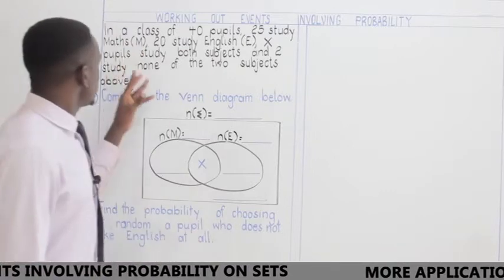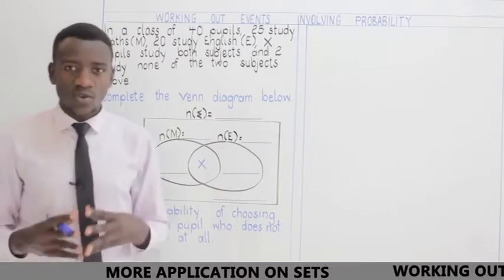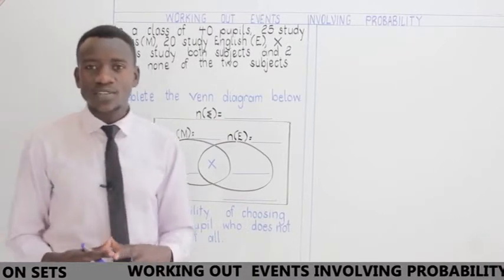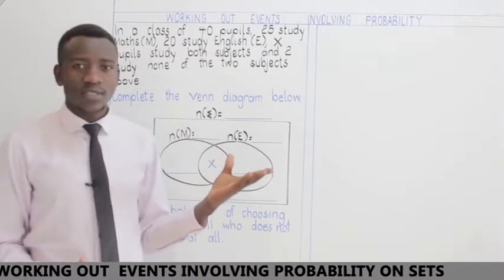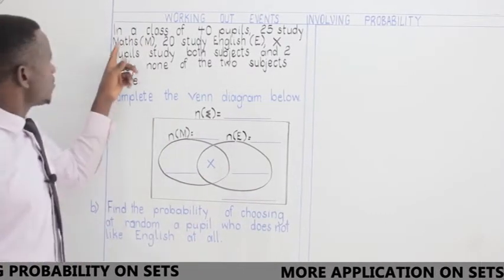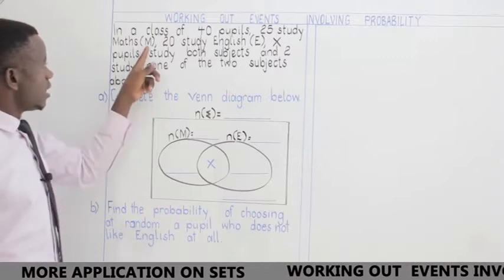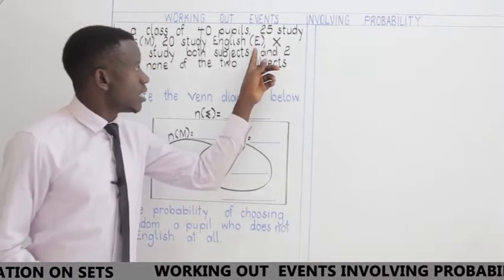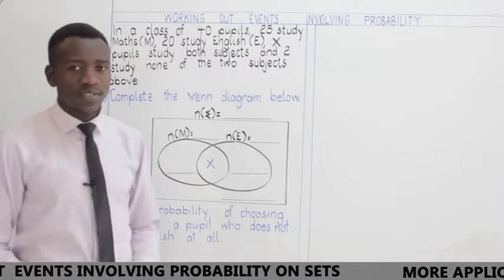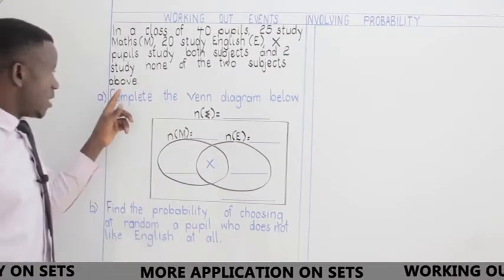We have our question. We are going to fill this information on our Venn diagram as part A says: complete the Venn diagram below. So you can remember the previous lessons about Venn diagrams. Let's fill parts of our Venn diagram using the given information. So we have, in a class of 40 pupils, 25 study mathematics, M, 20 study English, abbreviated with letter E, X pupils study both subjects, and 2 study none of the 2 subjects above.